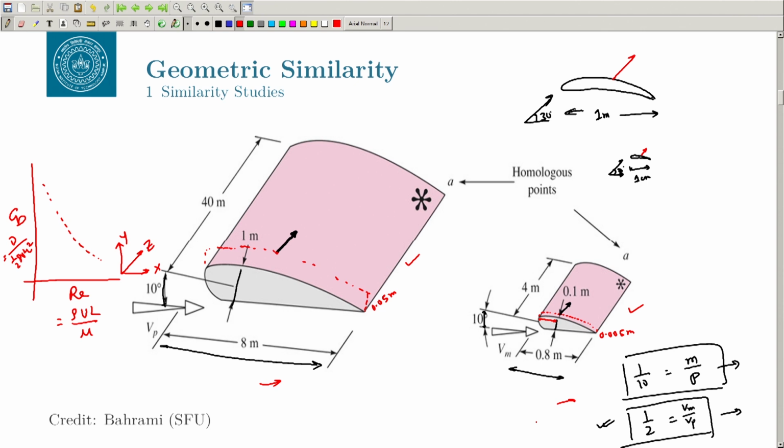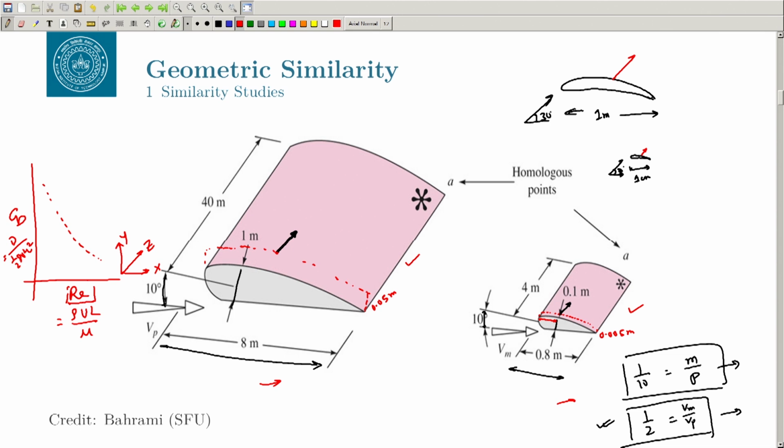So, what dynamic similarity says is that as long as your Reynolds number, which is the governing non-dimensional parameter here, which basically dictates the dynamics, is the same between the model and the prototype, regardless of what length scale, velocity scale, or density scale you are using, you are going to get the same drag, which is given as the CD here.